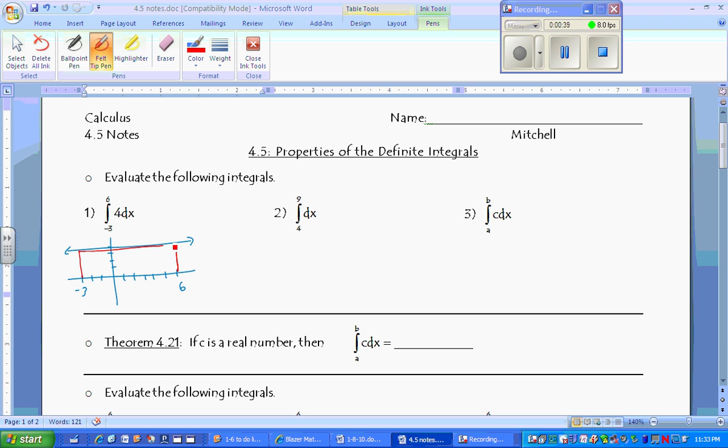So this one's pretty simple. We just have a rectangle. Right, and the base of this rectangle would be 6 minus -3, which is 9, and the height is 4. So the area is 36. That means this definite integral is equal to 36.